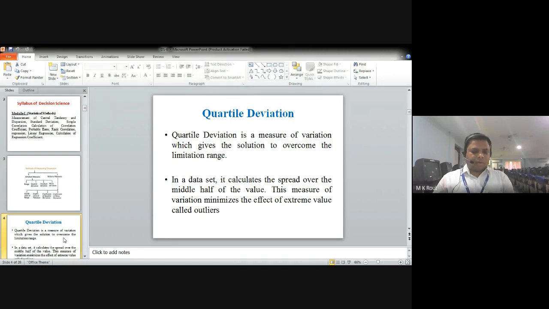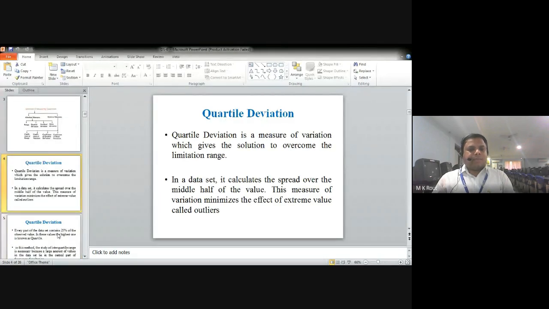I repeat, whenever the data is given in different forms, like individual, discrete, or continuous, it calculates the spread. It means if you arrange the variables in ascending or descending order, it is the spread over the middle half of the values, and this measure of variation minimizes the extreme values called outliers.